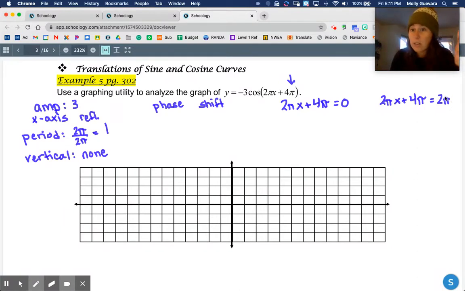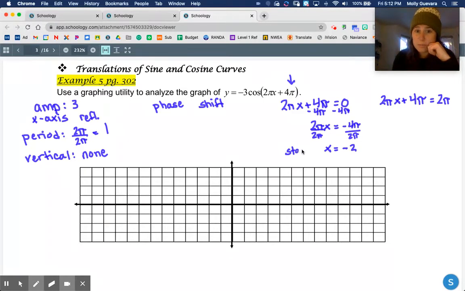Now I'm going to solve for x. So subtract 4 pi. I get 2 pi x is equal to negative 4 pi. Divide by 2 pi. Divide by 2 pi. And I get x is equal to negative 2. So this tells me that's where I'm going to start. I'm going to start at negative 2. Okay.